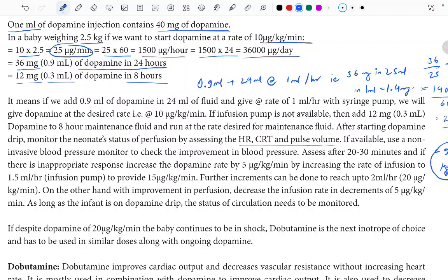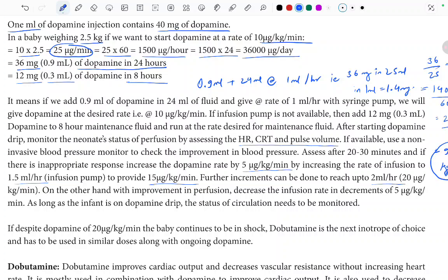Assess after 20 to 30 minutes, and if there is an inadequate response, increase the dopamine rate by 5 microgram per kg per minute by increasing the rate of infusion to 1.5 ml per hour to provide 15 microgram per kg per minute. Further increment can be done to reach up to 2 ml per hour, that is 20 microgram per kg per minute. On the other hand, with improvement in the perfusion, decrease the infusion rate in decrements of again 5 microgram per kg per minute. As long as the infant is on dopamine drip, the status of circulation needs to be monitored.